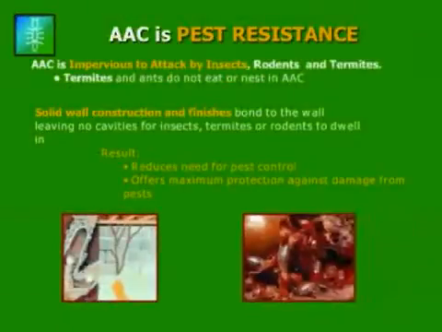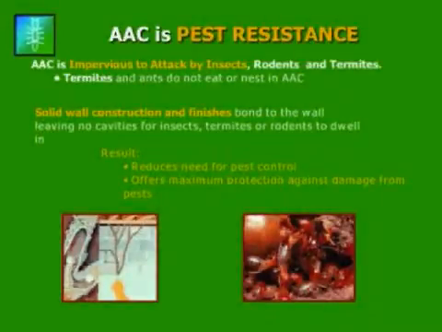AAC is pest resistant. AAC is impervious to attack by insects, rodents, and termites. Termites and ants do not eat or nest in AAC. Solid wall construction and finishes bond to the wall, leaving no cavities for insects, termites, or rodents to dwell in. The result is reduced need for pest control and maximum protection against damage from pests. This is especially important in warm and moist areas. Termites can even penetrate concrete when they know that wood is behind. However, AAC, with its large content of quartzite, cannot be penetrated by termites. Their glands cannot digest the quartzite particles.